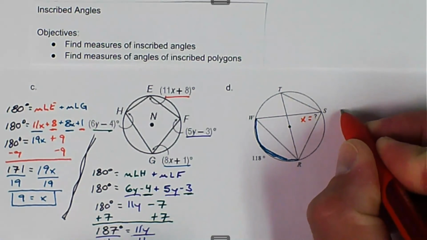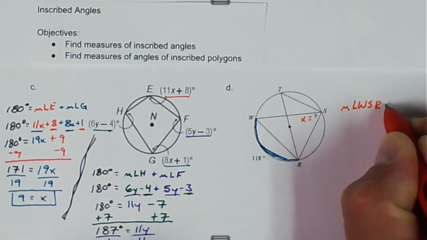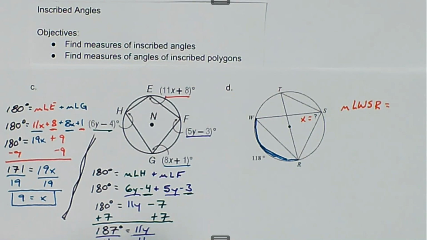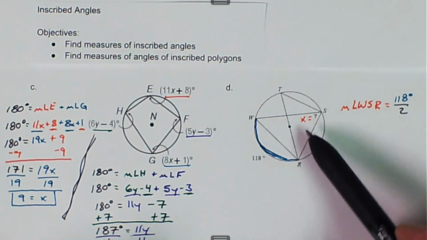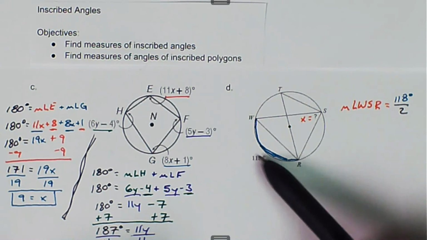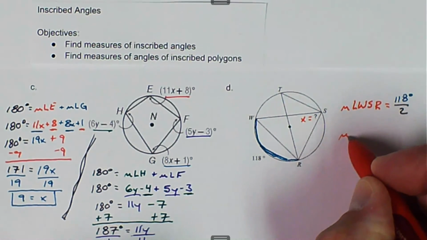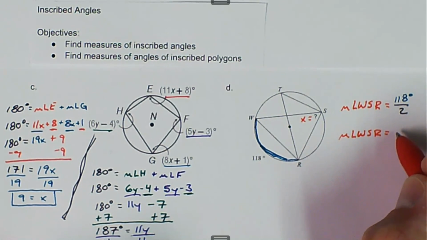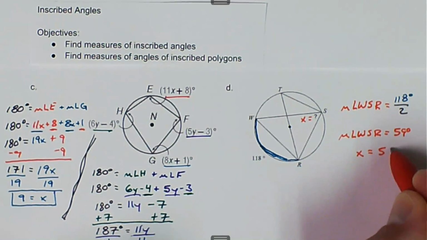So we can say the measure of angle WSR is equal to 118 degrees divided by 2, because the inscribed angle is half the measure of the arc. When we do that, we get the measure of angle WSR is equal to 59 degrees. So in this case, X is equal to 59 degrees.